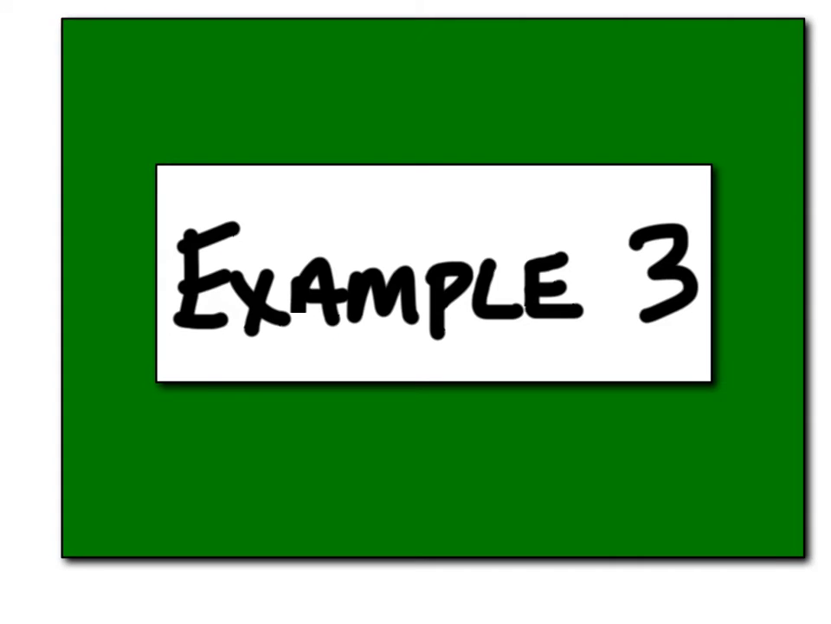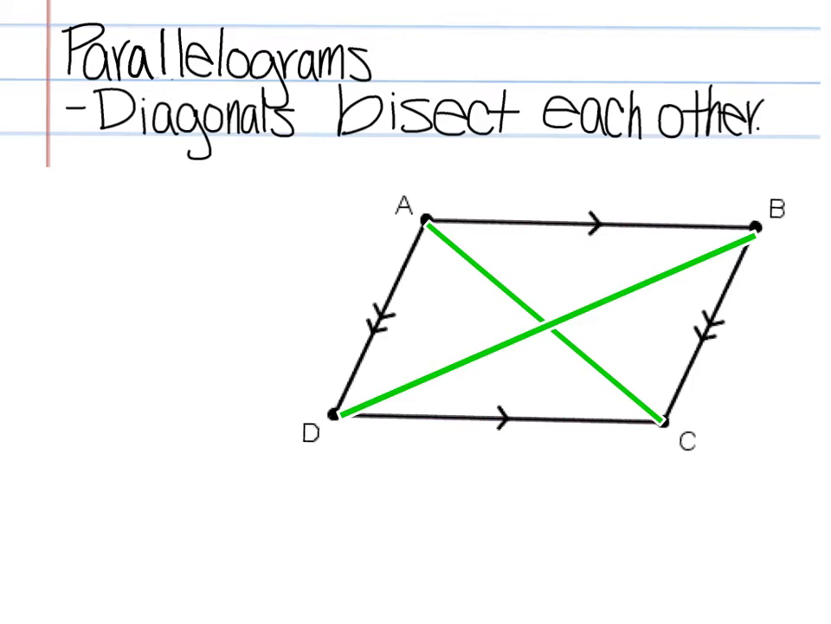Okay, first extra credit problem. Okay, example 3. Parallelograms have diagonals that bisect each other. What does bisect mean? It's going to cut it in half. So DB, that line bisects AC.